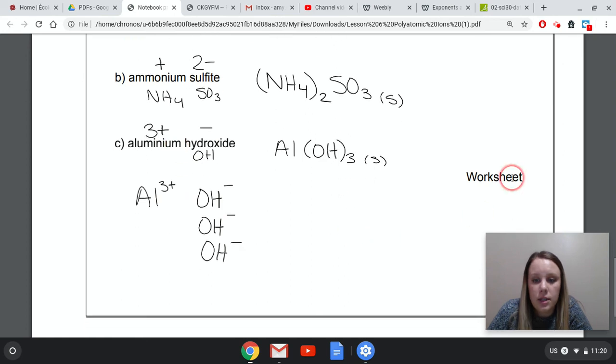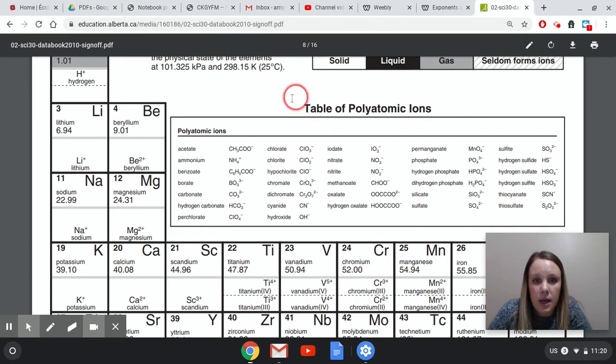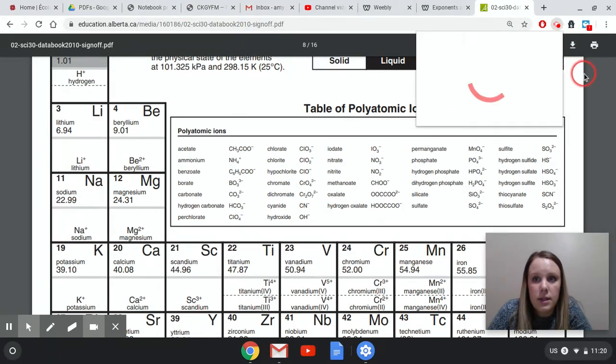Now there's a section in your work booklet on polyatomic ions that I'd like you to do. Make sure that you open up the data booklet and you're referencing that to get all of your charges. If you need, don't hesitate to ask.